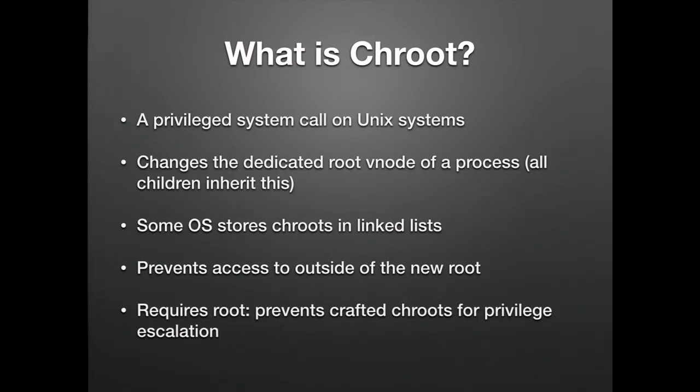Some operating systems are not just storing this one entry in the process structure. Linux is only storing one entry, this vnode, but for example FreeBSD is storing a linked list with all of the previous roots and the current root as well. I'm going to explain that in a bit.